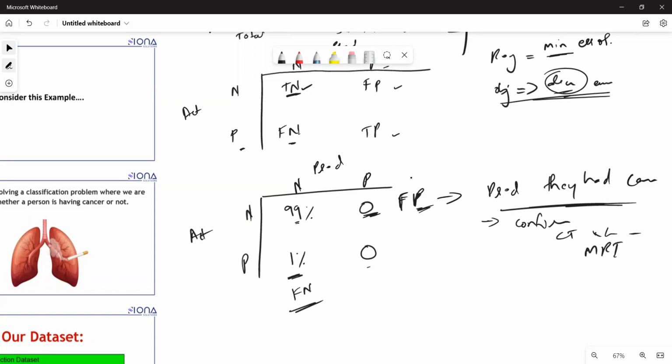Now here is my false negative. It is predicted as negative, whereas they actually have cancer. This is a very dangerous one for our database. That means people have cancer, but our algorithm has not detected it. Now, this is loss of, I wouldn't say opportunity, it is loss of information.